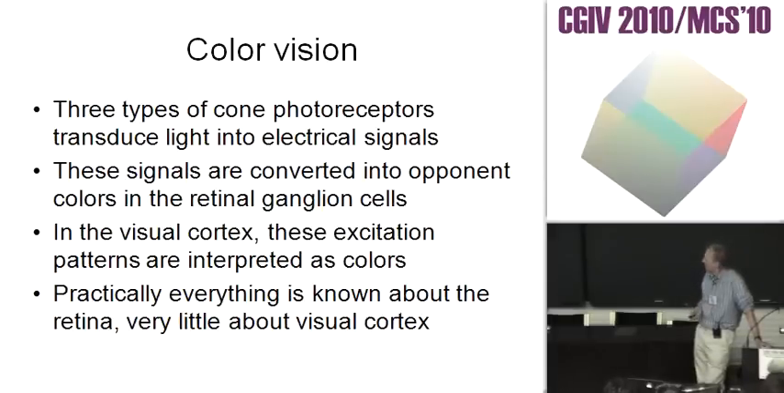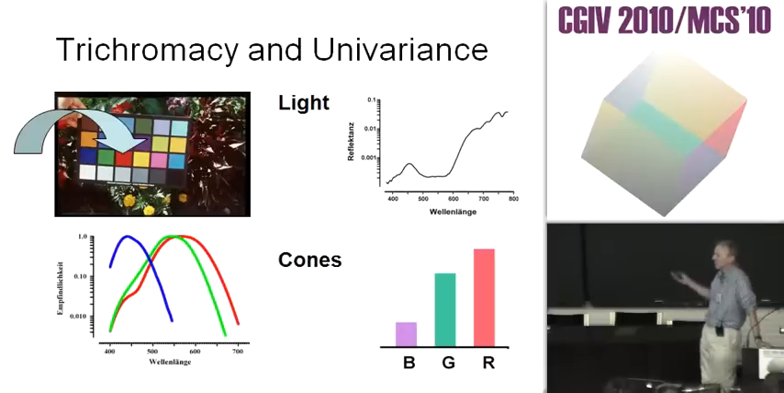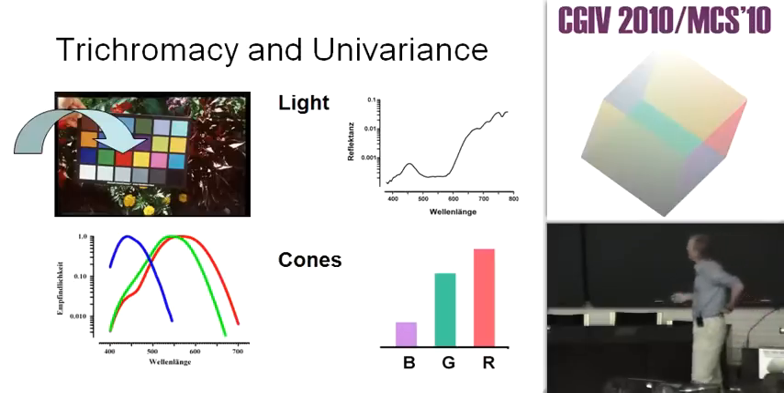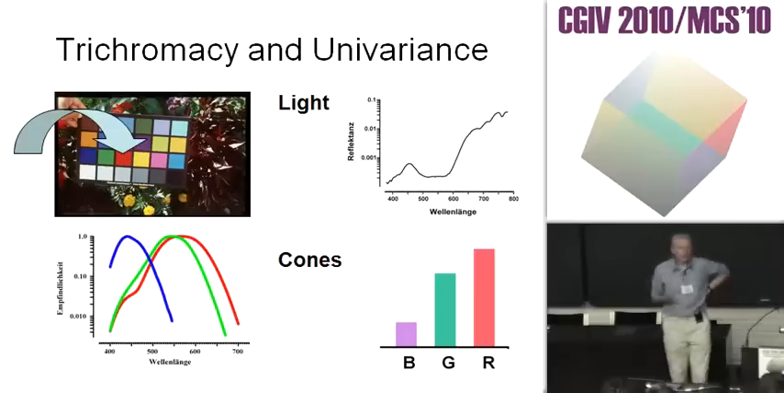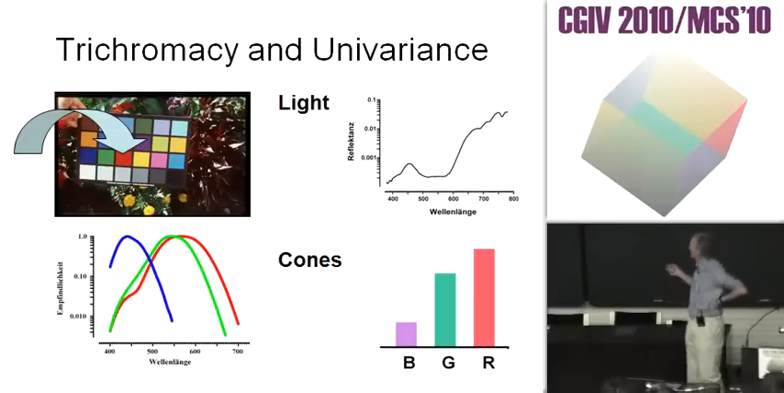Now, of course, one of the things we know about is our cone excitation. So if we have light that gets reflected from an object, for example, from this red patch in the color checker chart here, we can measure the spectral distribution. And since the absorption spectra of the three different types of photoreceptors, the blue, green, and red cones, are known very precisely, we can just multiply these curves and then compute how much each type of cone is excited.